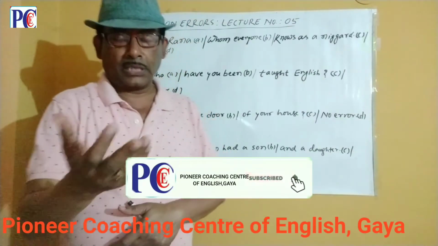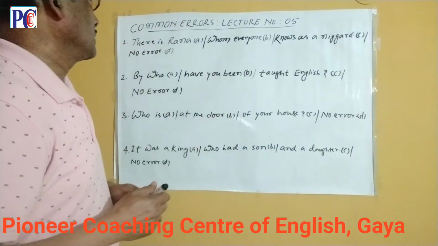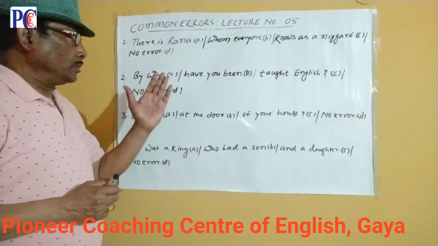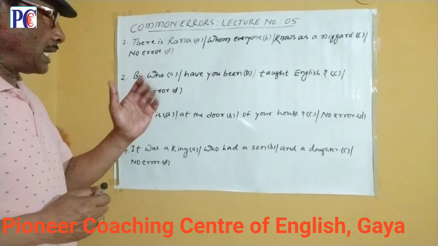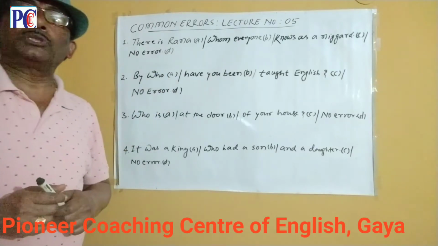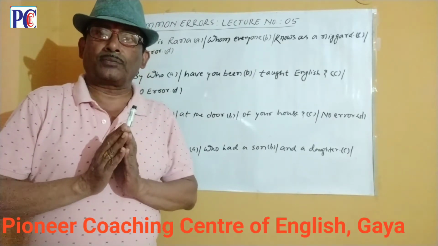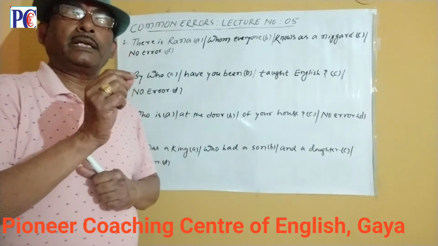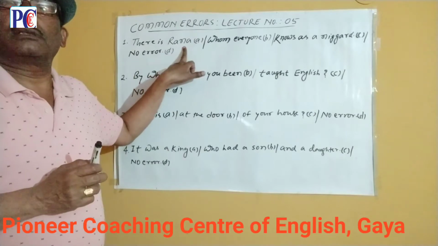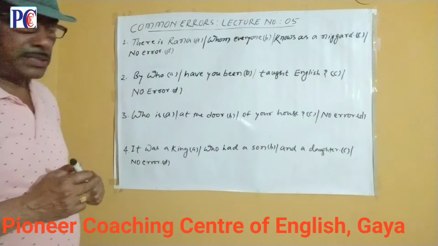Today I will continue teaching you how to find out the common errors and improve them. See the first sentence: there is a Rana whom everyone knows as a niggard. The dummy pronoun there is used with a common noun, a collective noun, a material noun and an indefinite pronoun. But here we have a proper noun as the complement, which takes the dummy pronoun it as the introductory subject.